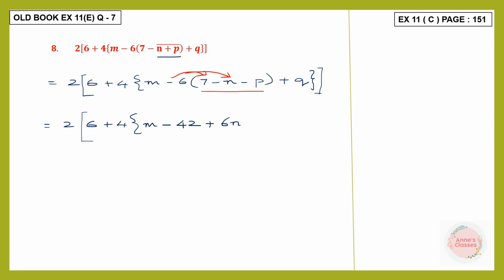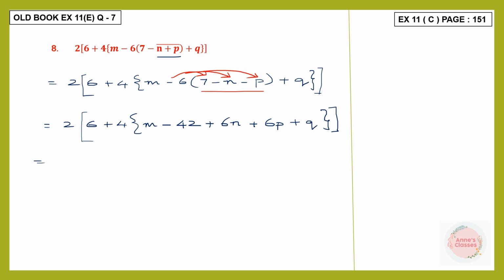Then multiply minus 6 into minus p. Minus into minus is plus. 6 into p is 6p. So we've removed the parenthesis. Let's write the rest as it is. So here we have plus q. The next thing to do is simplify what is within the curly brackets.